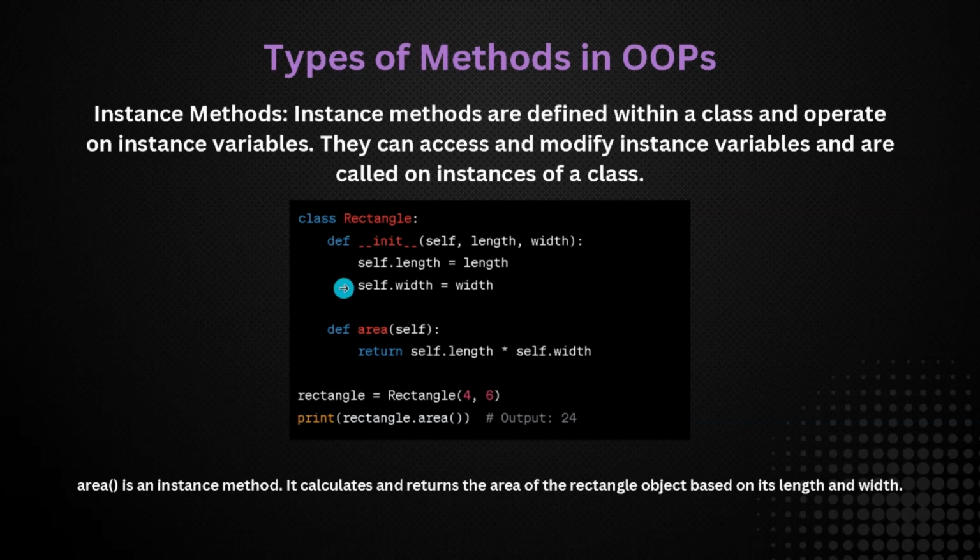Right? So for example, here we have created an object rectangle, which is actually an object of class Rectangle, and inside that I need to pass length and width. So my length is 4 and my width is 6. Whenever I call the method area using the rectangle object, my output will be 24.